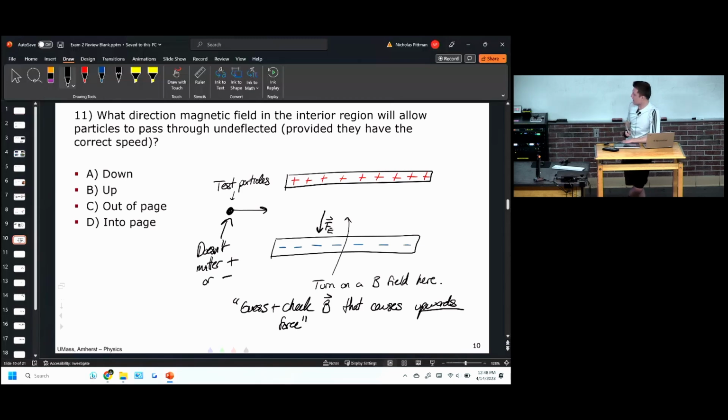To cancel that electric force. Okay, the velocity of the particle goes this way. The question is, what B will create a force upwards? It might be into the page, and you're going to have to guess and check, right?